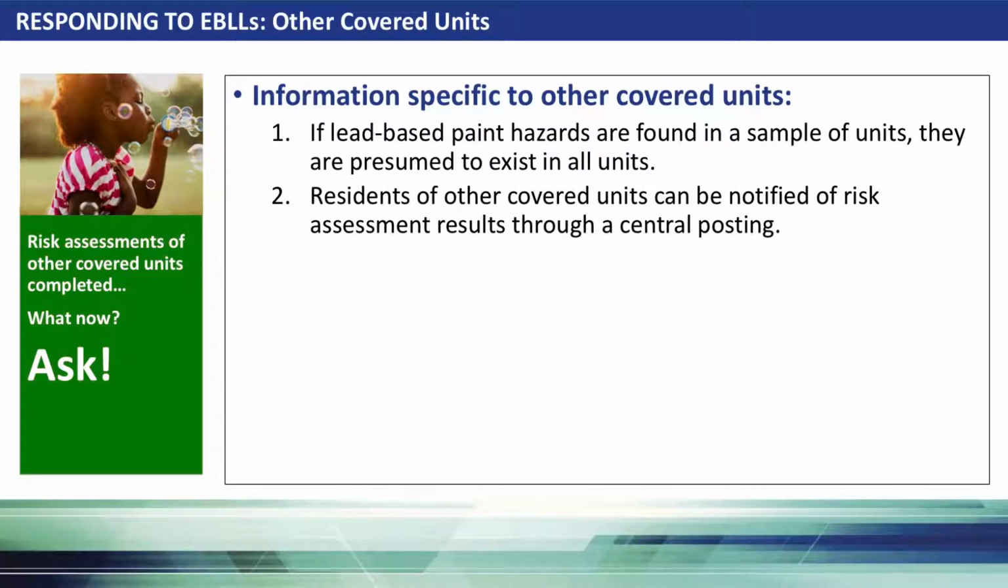First, if the risk assessment was done on a sample of units, and the assessment revealed lead-based paint hazards in one or more units in the sample, then all the units and common areas in the sampling universe, that is, the set of units from which the sample was selected, are presumed to have lead-based paint hazards.